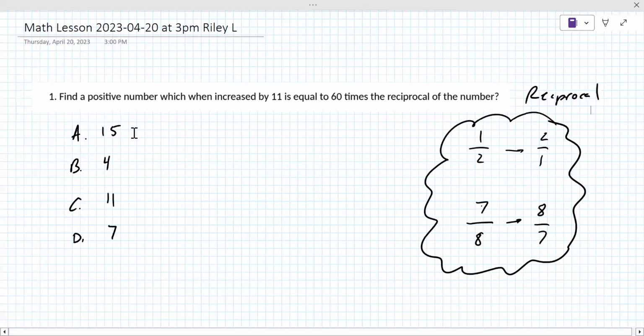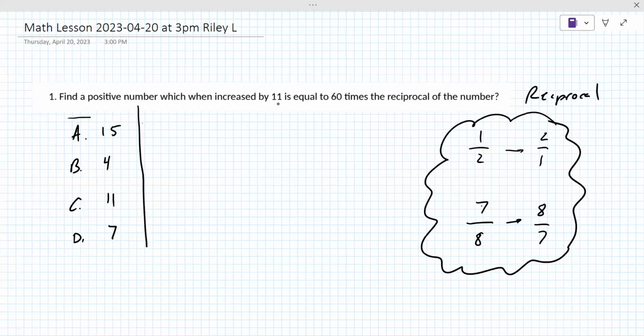So let me just quickly explain this. What's the reciprocal of the number? Well, this one's more actually, how do I want to say it, a test taking strategy. So find a positive number which when increased by 11. So you actually want to make a table here where you increase each of these numbers by 11. 26, 15, 22, and 18.